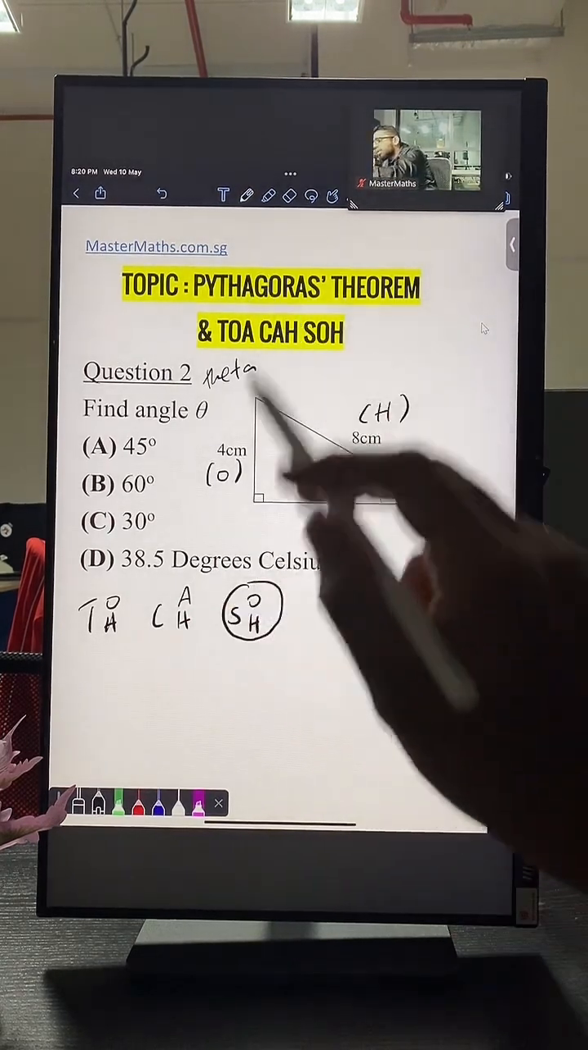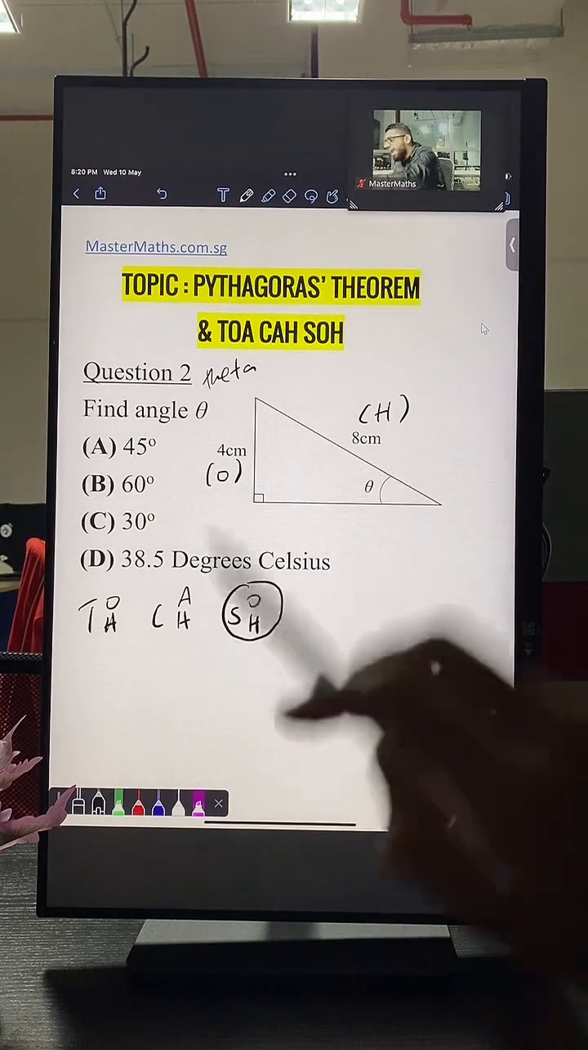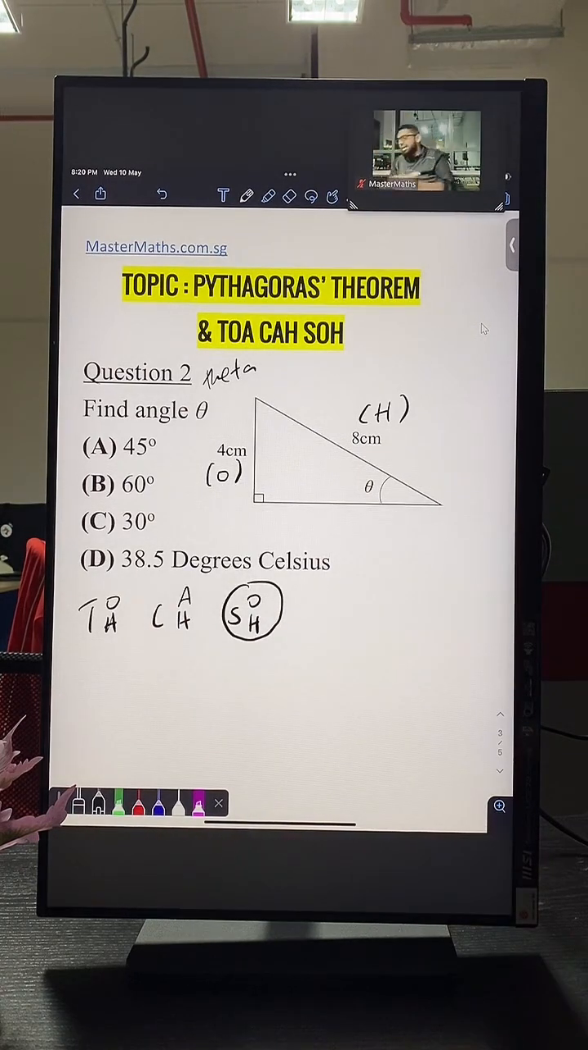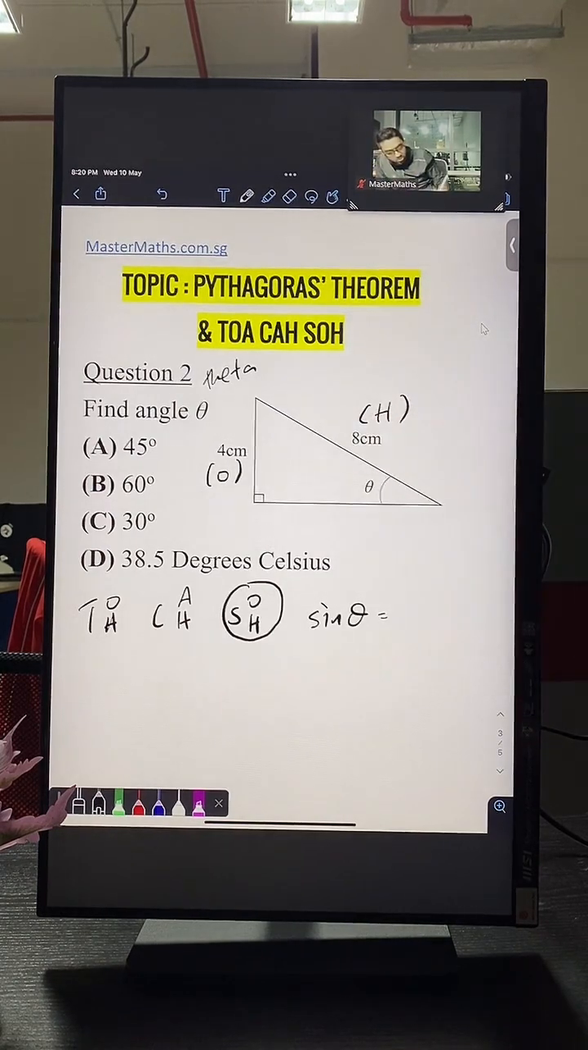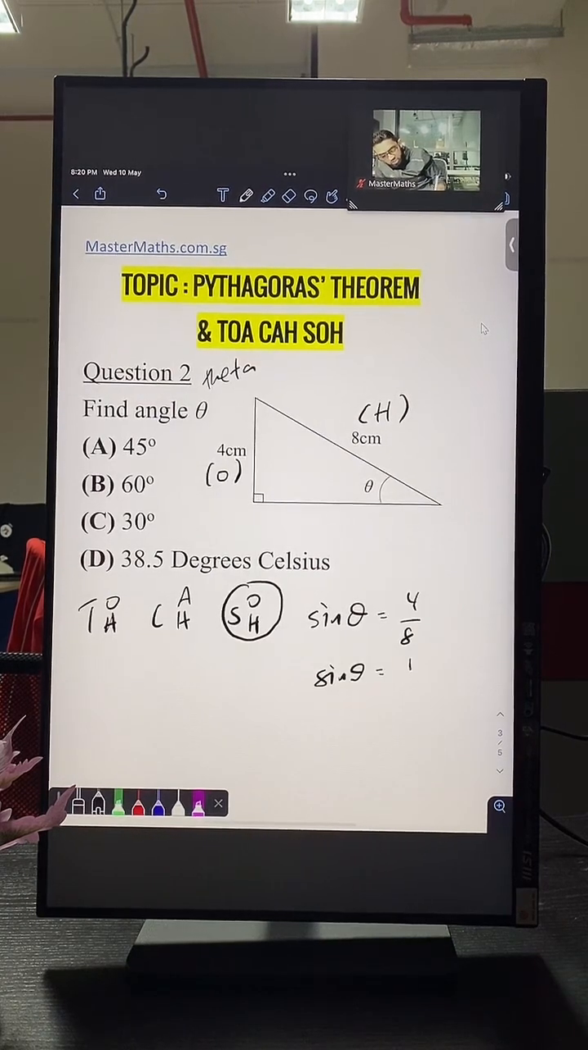So what does Mr. SOH tell you? Mr. SOH tells you that the sine of any angle will always be equal to the opposite length over the hypotenuse length. So sine of theta will be equals to, what is opposite here? Opposite is 4, hypotenuse is 8. So this is 4 out of 8. Sine theta will just be half.